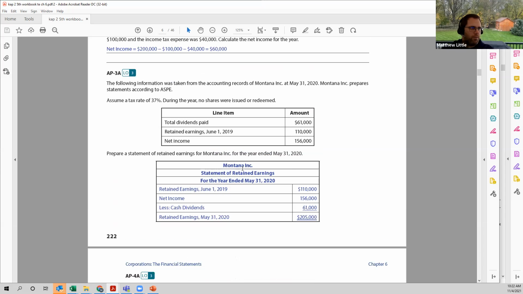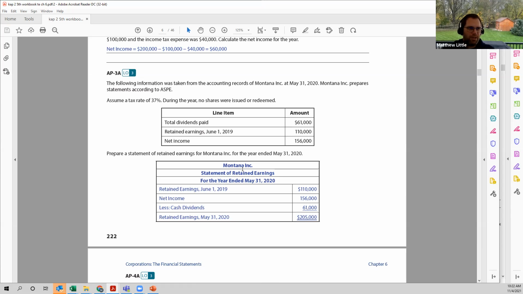Let's go down to question number 3 here. Question number 3 says we're given some information from their accounting records as of May 31st, and they prepare their statements in accordance with ASPE. We're told to assume a tax rate of 37%. So in this case, that doesn't really matter.